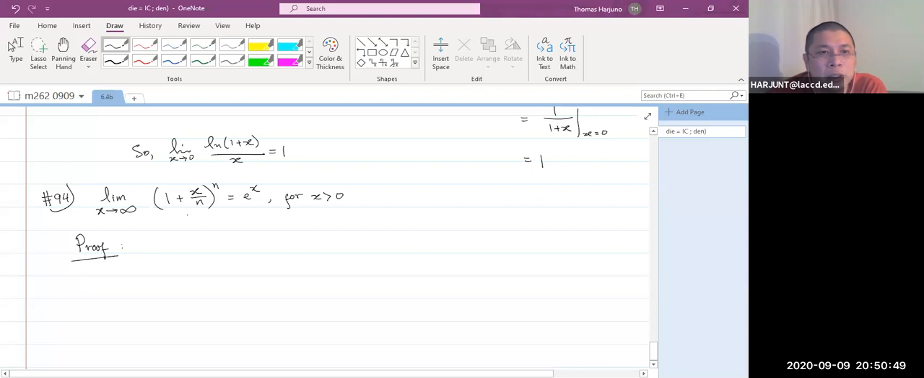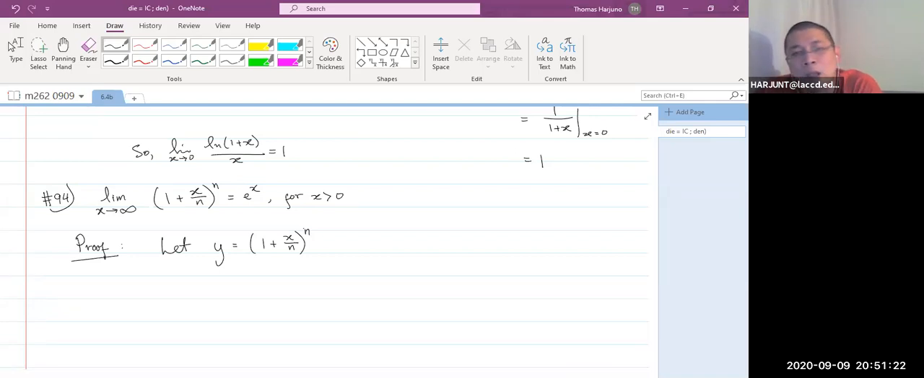This question is quite useful in future. That's why it would be nice if you can memorize this property, okay, this equation. But the proof is actually not as simple also. Let y equal (1 plus x over n) to the n. Well, we're supposed to find the limit, right? We're supposed to find the limit.